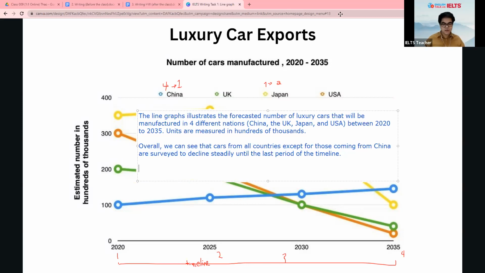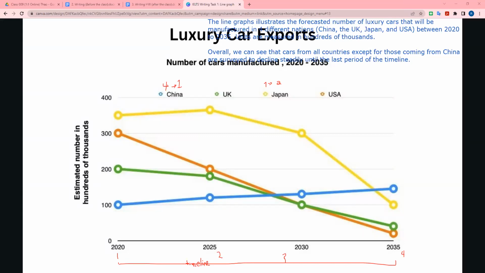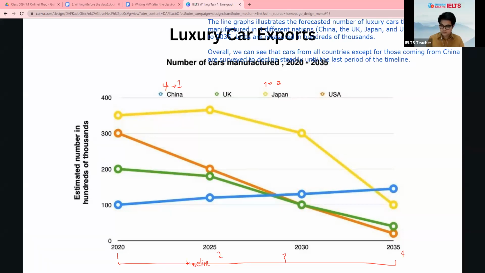What will you do in the 3rd paragraph? Which ones will you talk about? Maybe China and USA. The number of cars manufactured of the USA saw a steady decrease throughout the whole period, and it is a completely opposite for China. Okay. All right. Anything else?